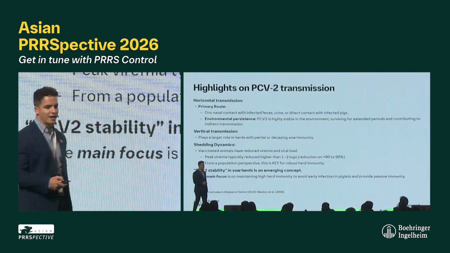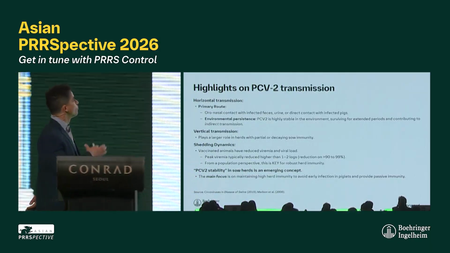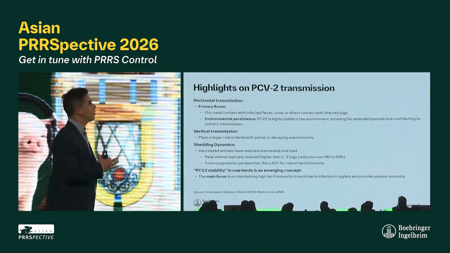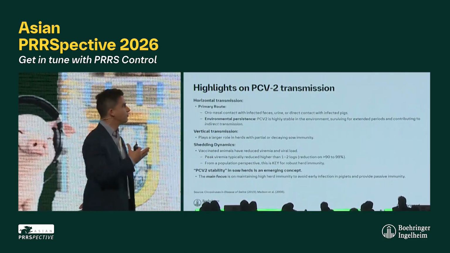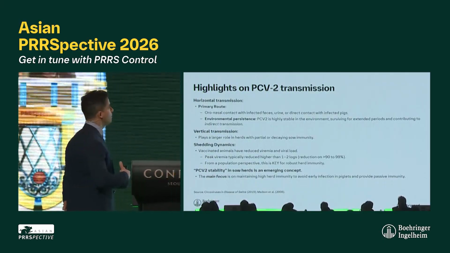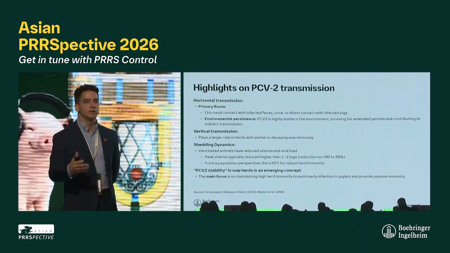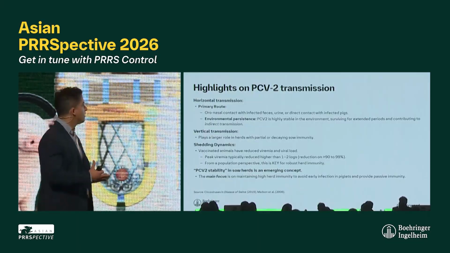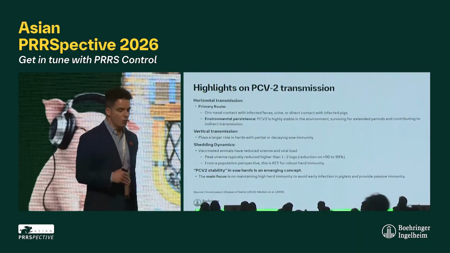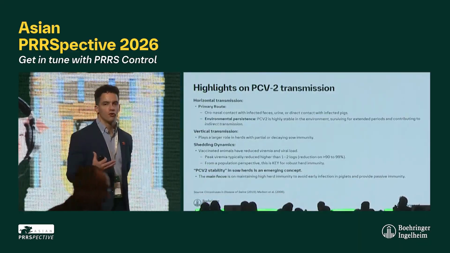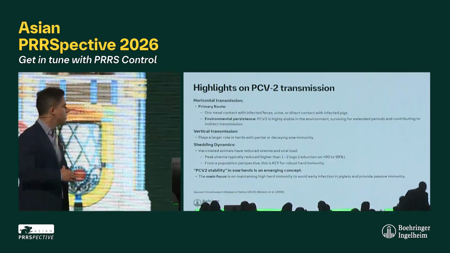Just some of the highlights in terms of PCV2 transmission. When you think about transmission, the primary route would be oronasal contact with infected biological materials from pigs, so feces, urine, and direct contact with pigs. Like I said, PCV2 is very stable in the environment, so it will be there and the pigs can get exposed that way. Vertical transmission can also play a large role, especially for those herds that don't have strong sow immunity, and we'll comment a little bit more about that.